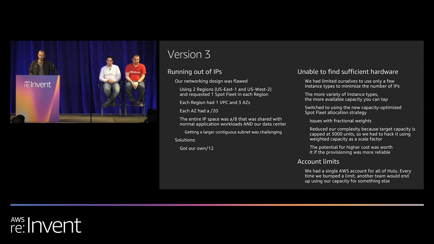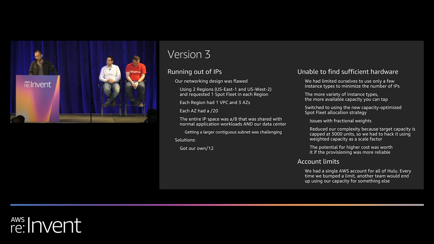And because of this, it meant that every time we asked for an account limit to be bumped, someone else who was in the process of migrating to AWS would end up using that new capacity or instance type or whatever for their own use case. So figuring all this out actually took us a good chunk of this year.